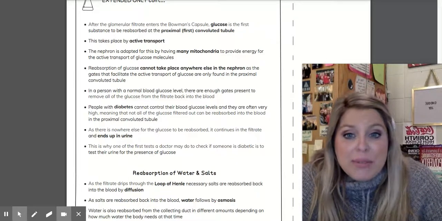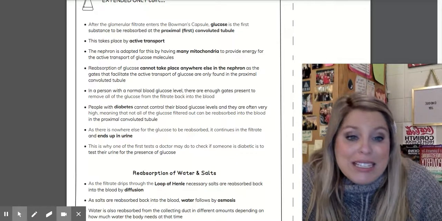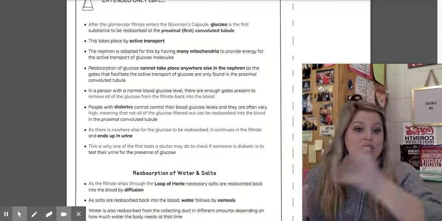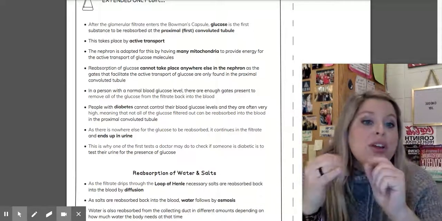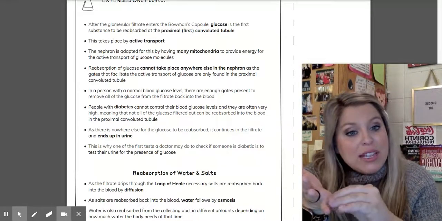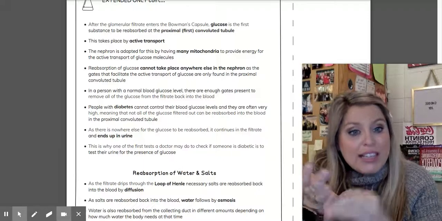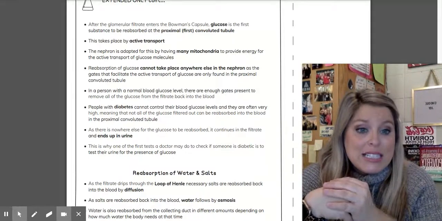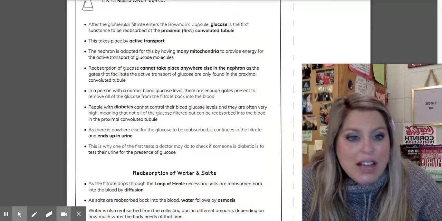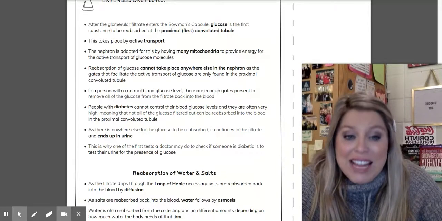Important to note before I forget, people with diabetes cannot control their blood glucose levels, because remember that glucose is being transferred in that first tubule through reabsorption by active transport. If that glucose cannot be reabsorbed into the blood correctly, this leads to that disease that you've probably heard of called diabetes. So it's a very important job of our kidneys to keep us healthy in that sense.